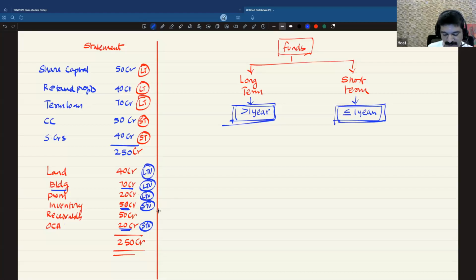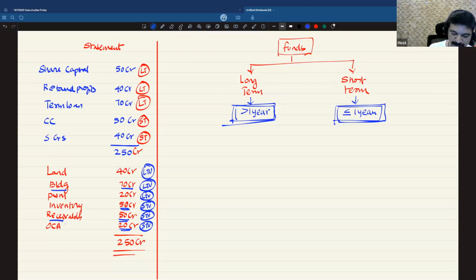Okay. I still have another 50 crore. I'm using this money to give credit to the customers who will pay me eventually in 30 days, 60 days, 90 days. Then that 50 crore, the final usage, is it a long term use or short term use? This one, these receivables, 50 crore, I will convert into cash in 30, 60, 90 days. This is a short-term use.